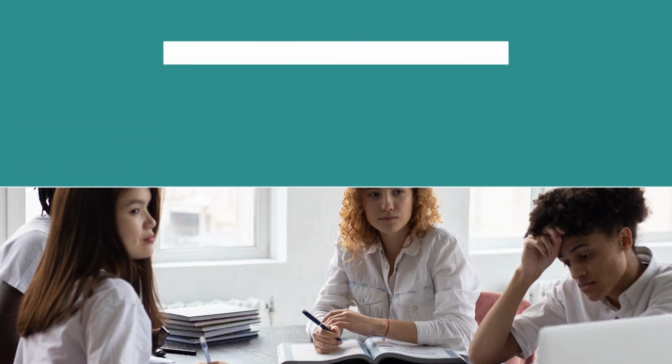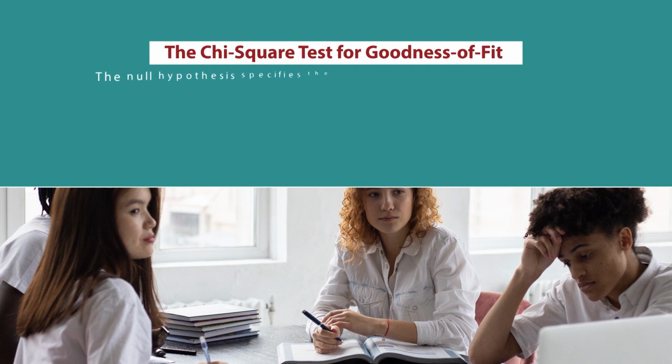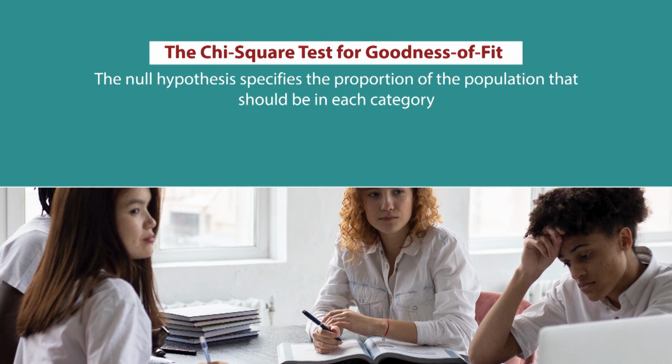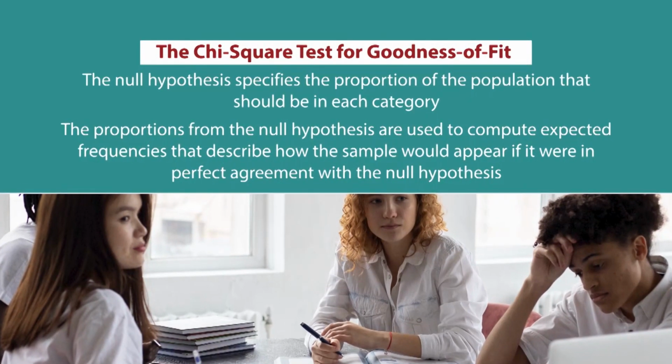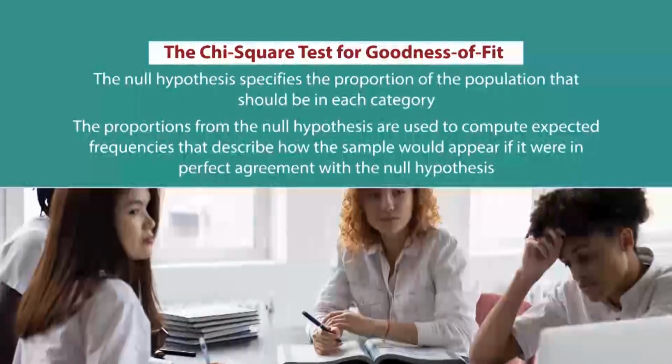In the chi-square test for goodness of fit, the null hypothesis specifies the proportion of the population that should be in each category. The proportions from the null hypothesis are used to compute expected frequencies that describe how the sample would appear if it were in perfect agreement with the null hypothesis.